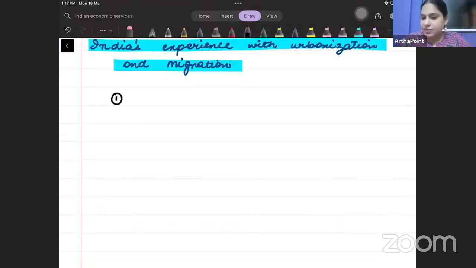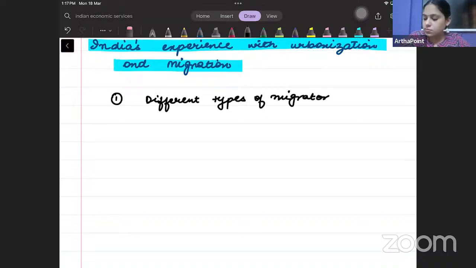First of all, we will cover the different types of migratory flows. So we will try to understand what is migration, what are the different kind of migratory flows that we have. What happens when migration takes place from one state to another? What is that called? What happens when migration takes place from one country to another country? What is that called? So we will talk about the different kind of migrations, right?